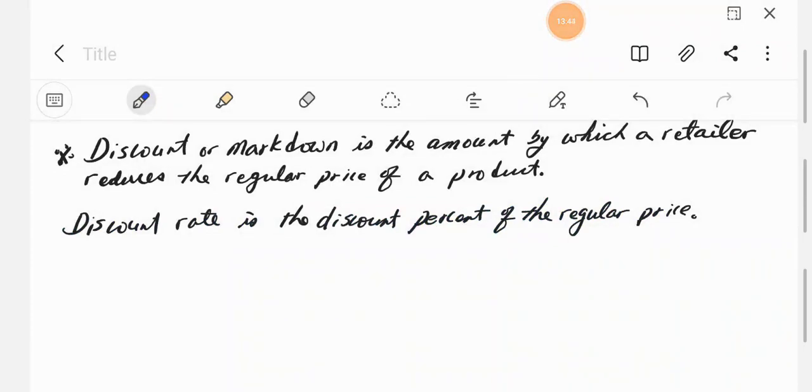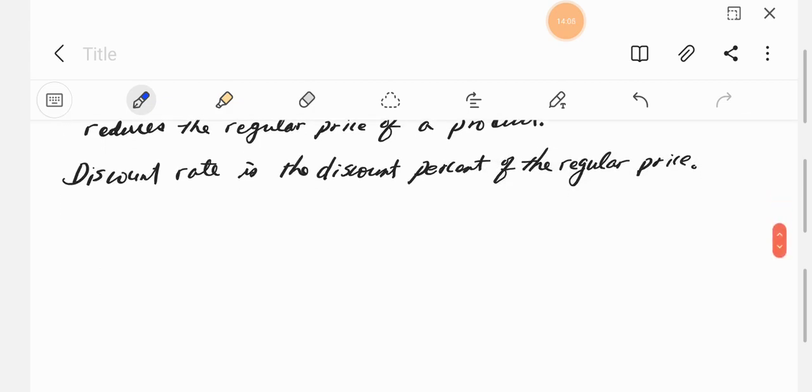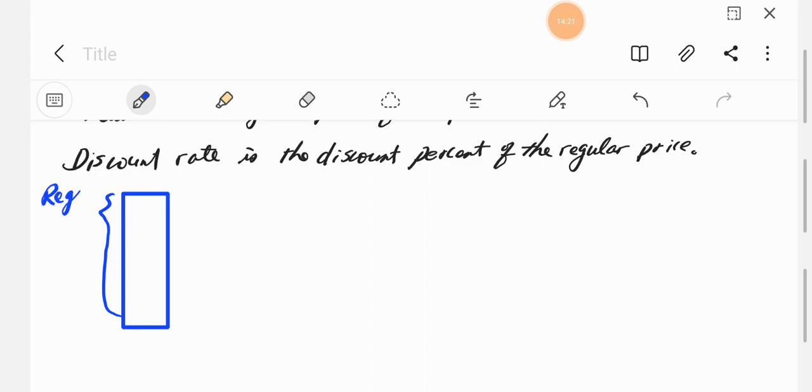All right, this time let's check the discount, or markdown. Discount is opposite to the markup. So the discount amount or markdown amount is the amount by which a retailer reduces the regular price of a product. Okay, let me draw a diagram as well. This is the regular price, which is the selling price, right? So this regular price is now on sale.